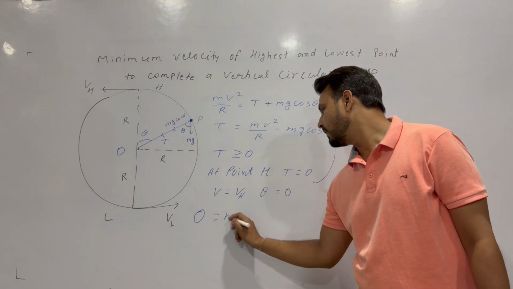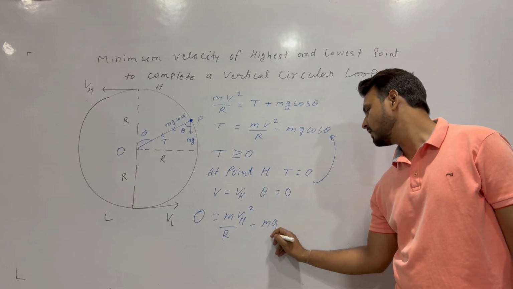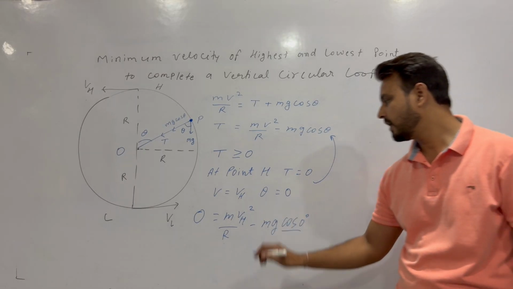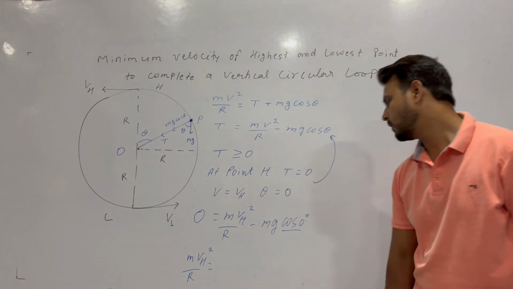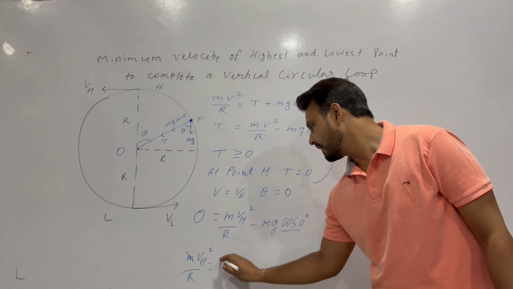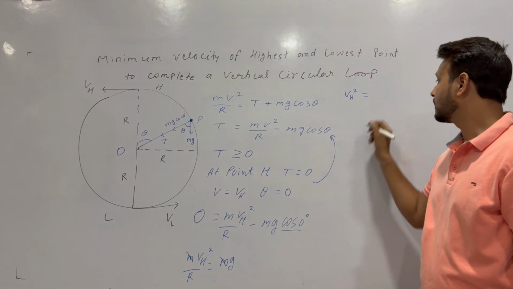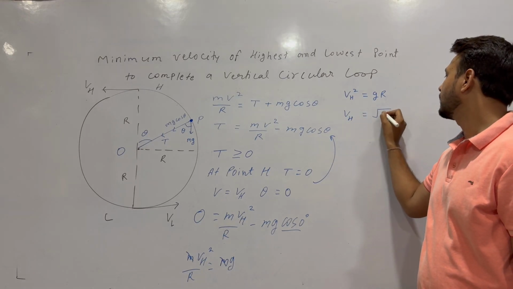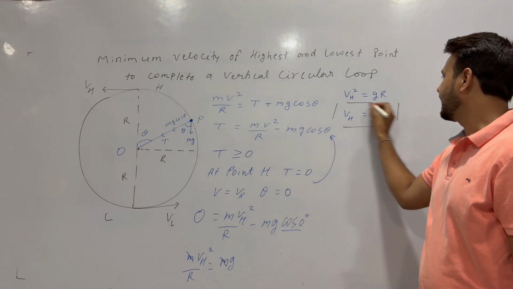So putting all the values into this equation, we get T as 0. Again, mvh square divided by r minus mg cos 0. And what is cos 0? It is equal to 1. So from here we can write mvh square divided by r is equal to mg cos 0, and cos 0 is 1 itself. So m and m cancel from here. What will be vh square? It will be equal to gr. And the possible velocity at the highest point will be equal to square root of gr.